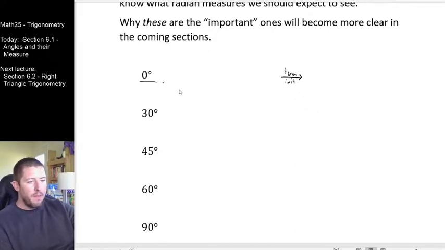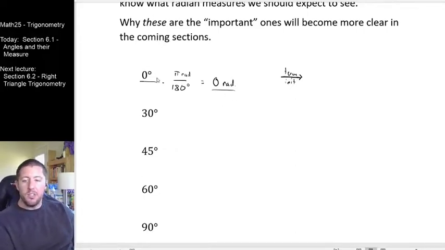Hopefully you are down with the fact that when we do our 180 degrees times pi radians, we're getting 0 times pi. Well, guess what? That's just going to give me 0 radians as well. So we at least get that convenience. 0 degrees is the same thing as 0 radians. There's no rotation going on.